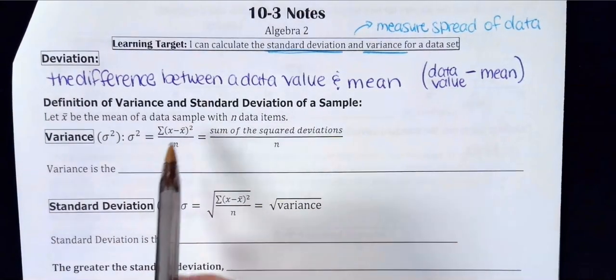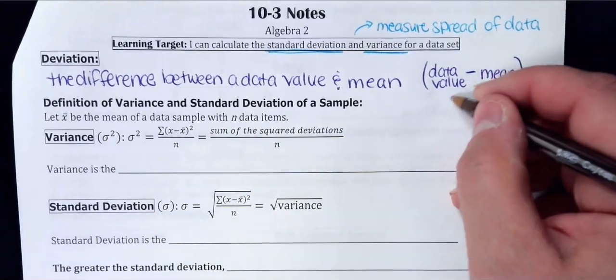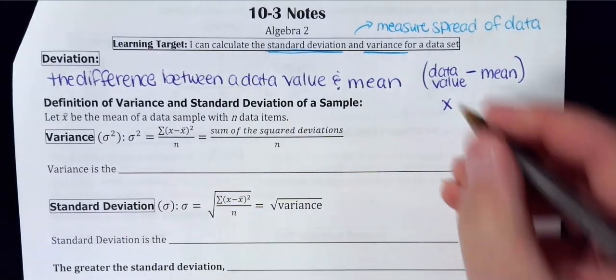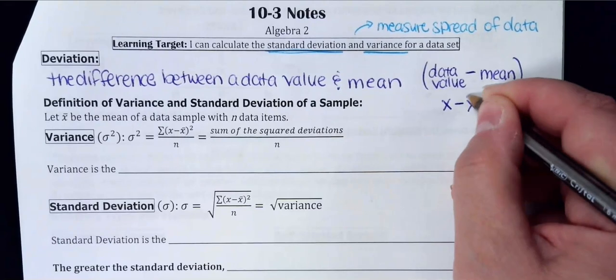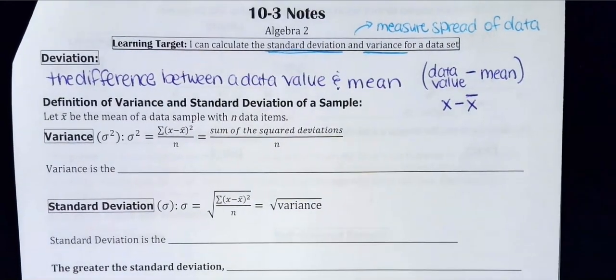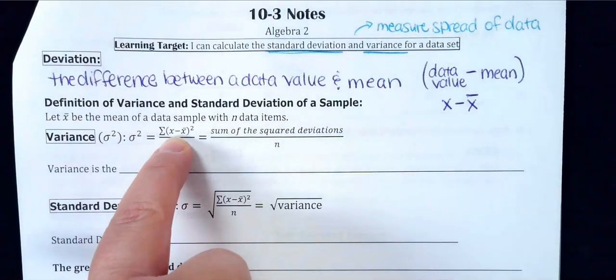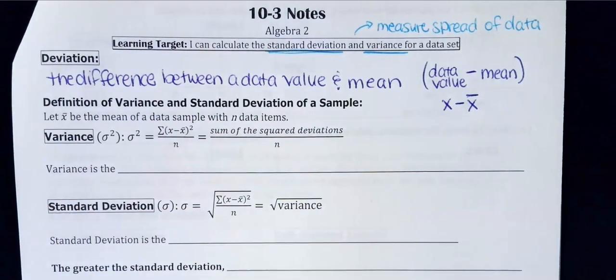And in this lovely formula here, the data value is represented with x, and the mean is represented with that x bar I've been telling you about the last couple of days. So the data value minus the mean, that's what's going on in the formula that you see right here on the top of this fraction. So it's not a big deal.